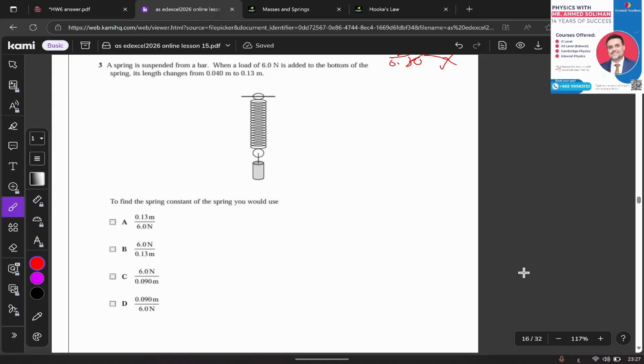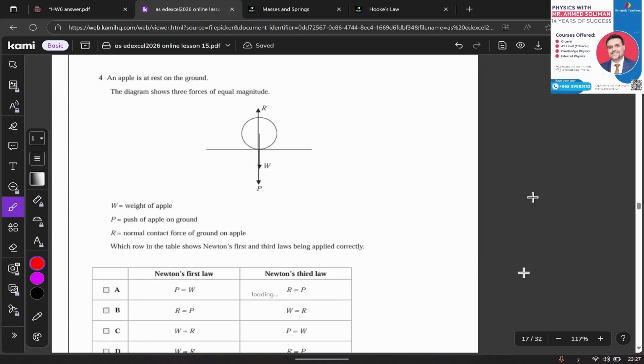C. What do you think, Habiba? Is this correct or incorrect? It's correct. Okay, let's move to the next, Habiba.